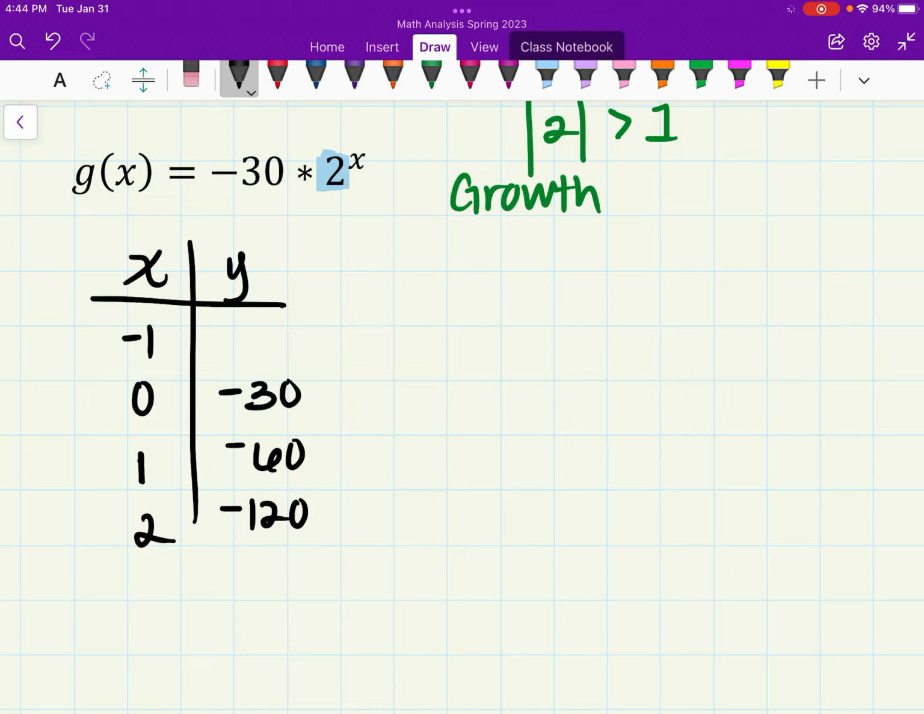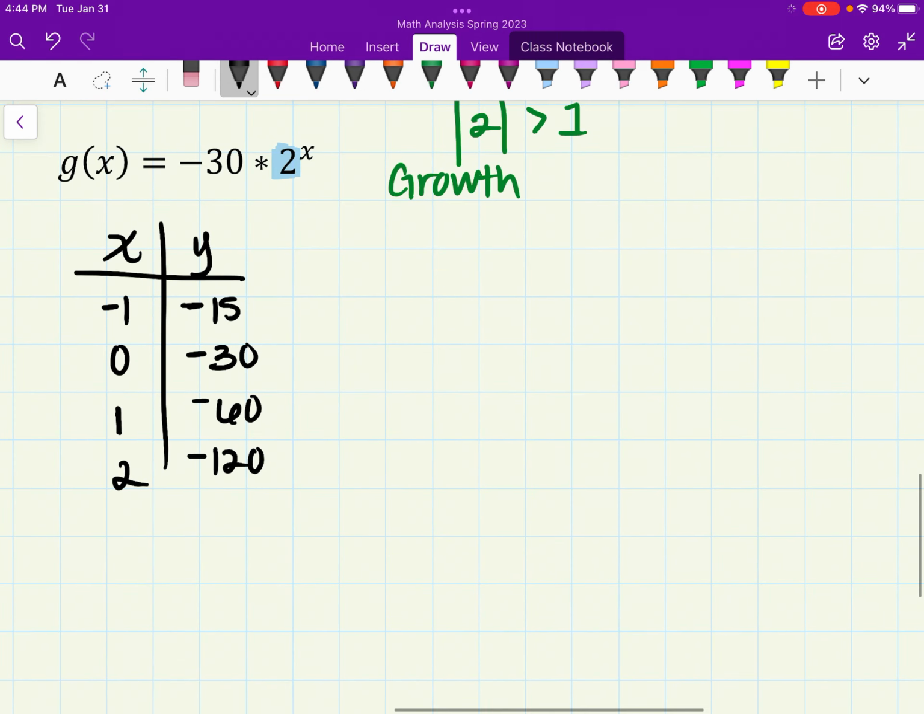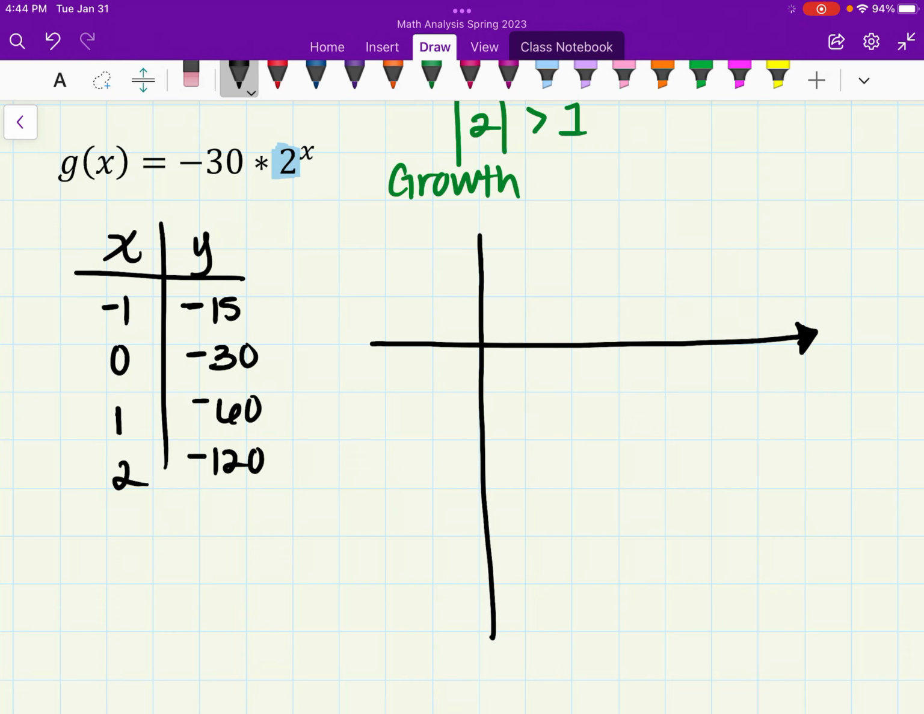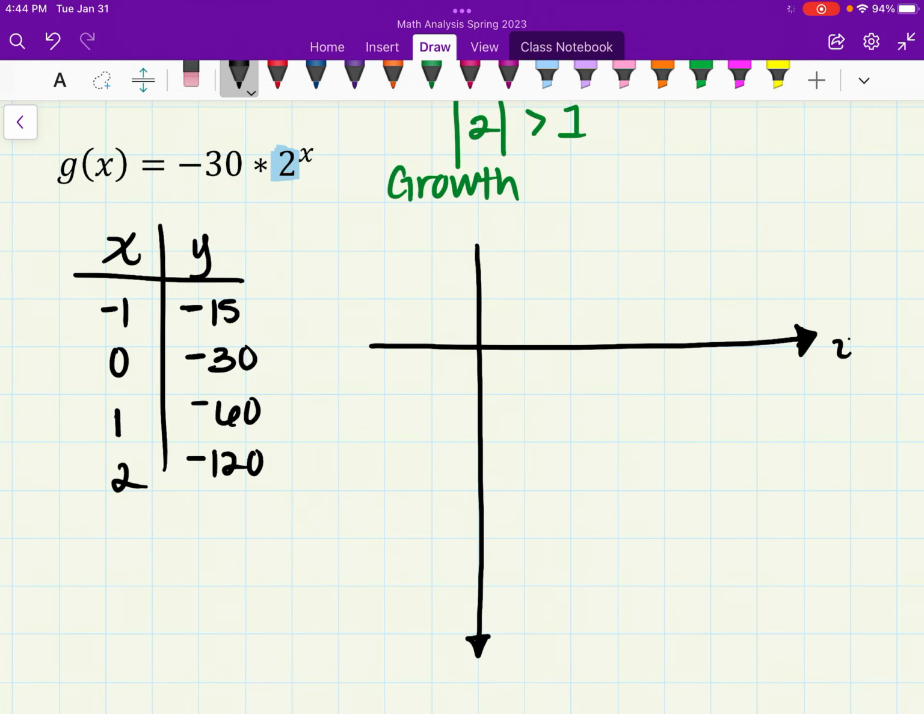And if I do decide to do a negative 1, 2 to the negative 1 becomes 1/2. And 1/2 times negative 30 is negative 15. So let's go ahead and graph this. Now, notice in this case, guys, most of my x's are positive and the y's are negative. So I am going to be focusing mostly on the third and fourth quadrant. I'll be showing some of the first and second, but my main focus in this case is going to be on the third and the fourth quadrant here.